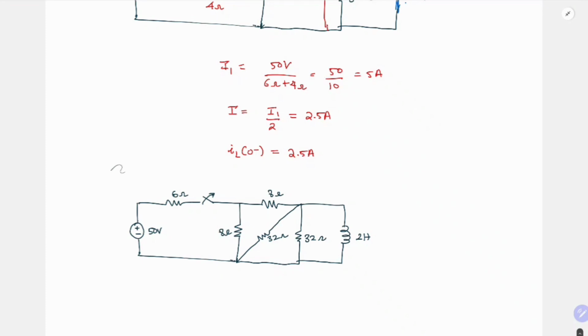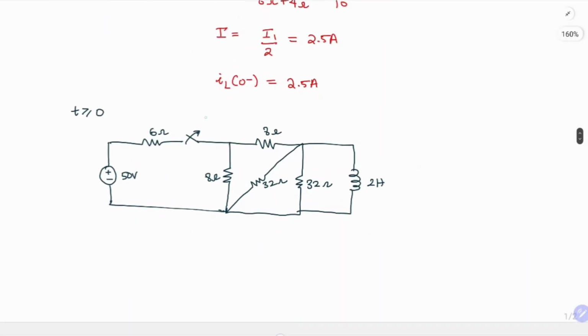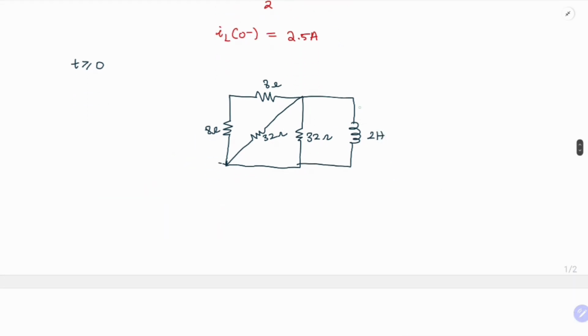Now we will consider the case for t greater than or equal to 0. Here the switch is opened, right? So once it is opened, this part of the circuit doesn't matter. We can remove this, we are not interested in it. Now what is the initial condition for the inductor? Inductor current cannot change instantaneously. So IL of 0 plus is equal to IL of 0 minus is equal to 2.5 ampere.